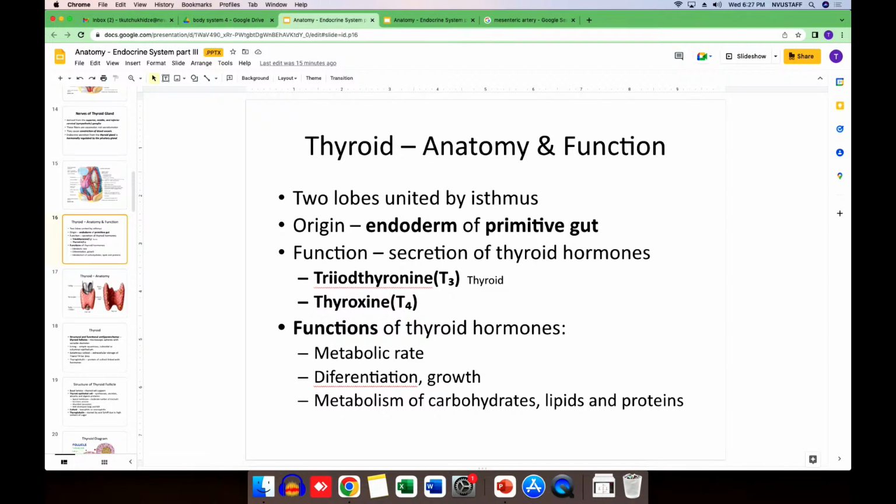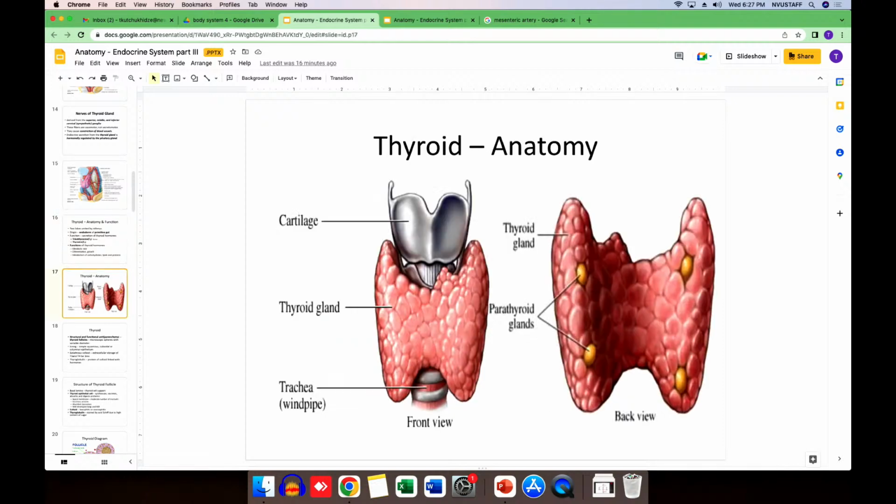So the thyroid, as I mentioned, has 2 lobes, and they are united with the isthmus. To summarize all this, it originates from the primitive gut of the endoderm, and it secretes 2 types of hormones: T3, triiodothyronine, and T4, thyroxine. The functions of these thyroid hormones are metabolic rate, differentiation, growth, and metabolism of carbohydrates, lipids, and proteins.